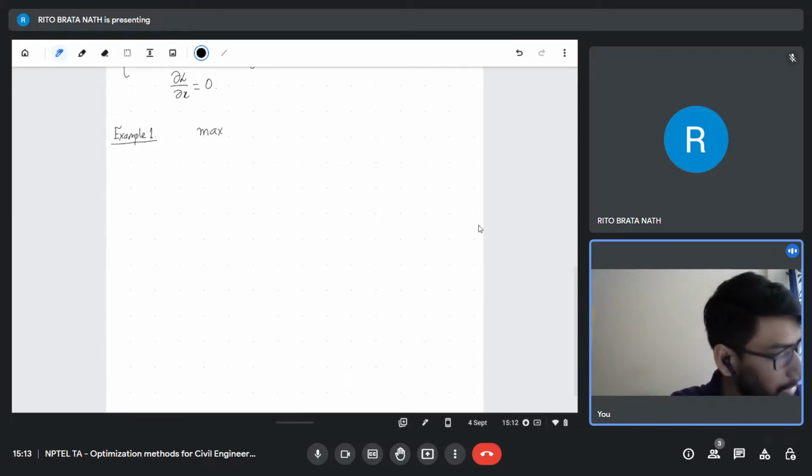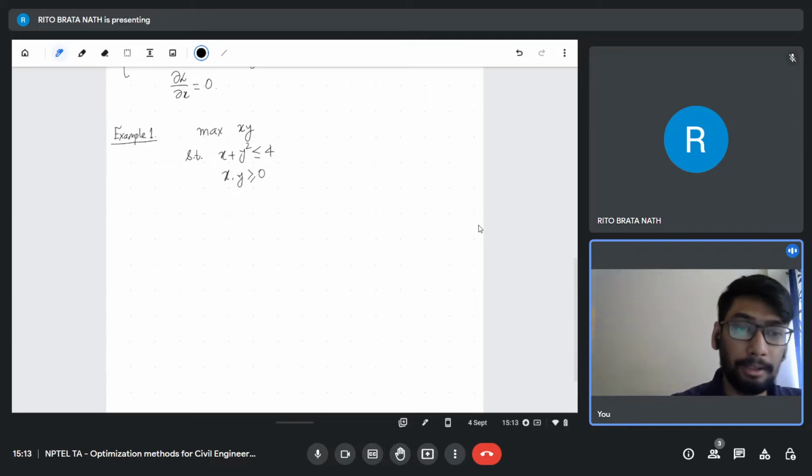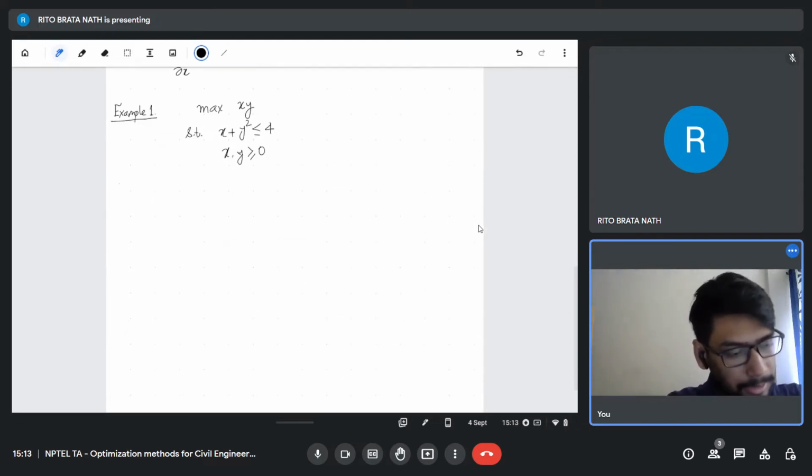Suppose I'm given max of xy. This function I have to maximize, subject to the constraints x plus y square less than or equal to 4, and x and y greater than or equal to 0. This is a simple problem. I think you'll find a similar problem in your assignment question as well. I've just modified some of the values here and there. So let's see how you can solve this problem.